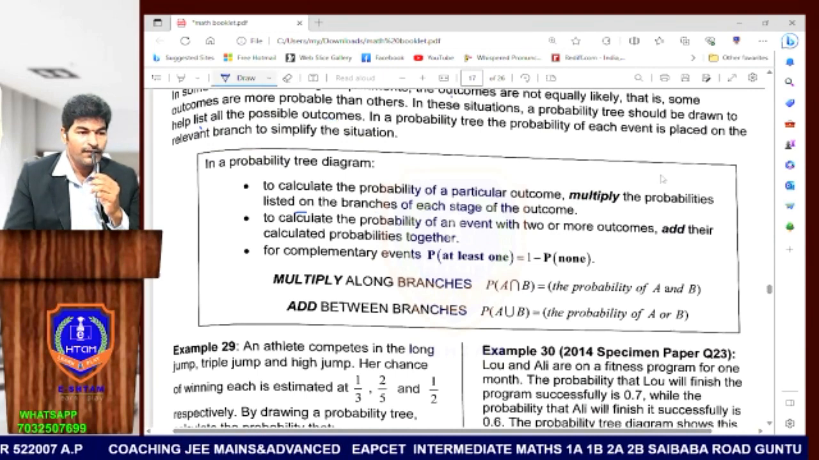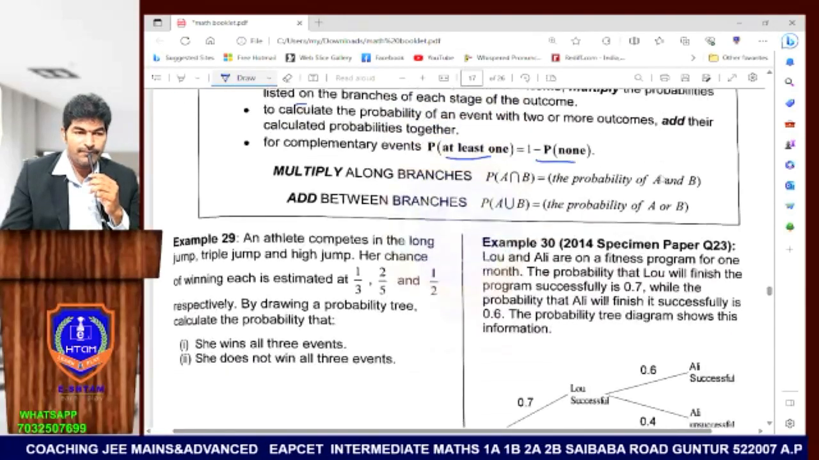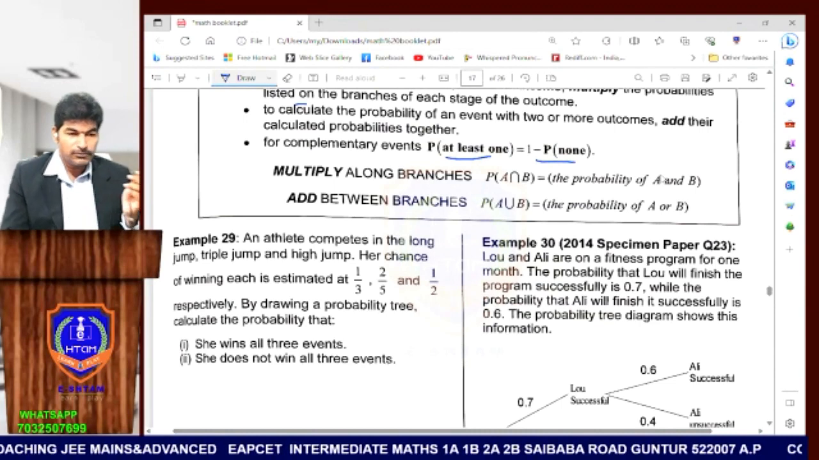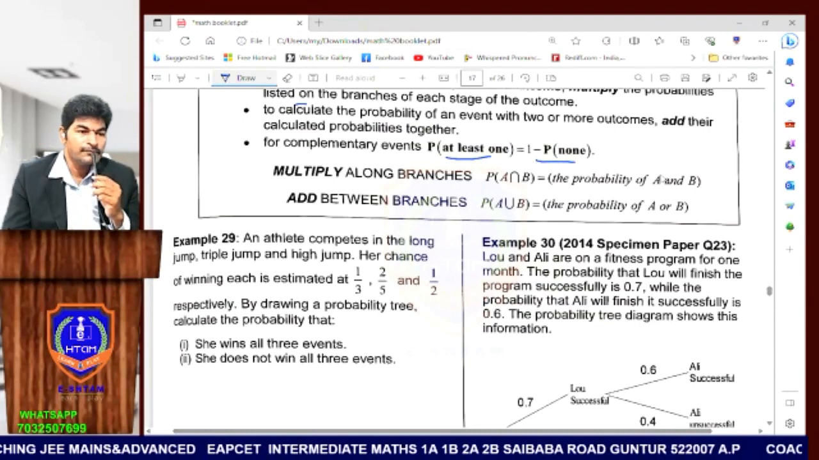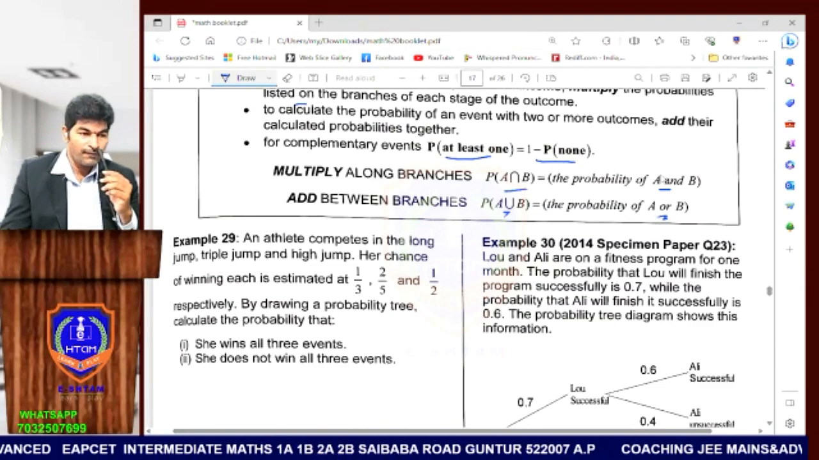For complementary events, at least one means one minus none. Remember this formula: you should use one minus none. Multiply along branches, so intersection often means we should multiply together. Add between branches means or. Union means or. Intersection means multiplication.